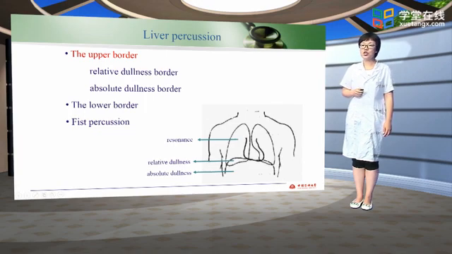The main purpose of liver percussion is to determine the scope and the size of the liver. First, let's learn the upper border of the liver. The upper border of the liver includes the relative dullness border and the absolute dullness border.